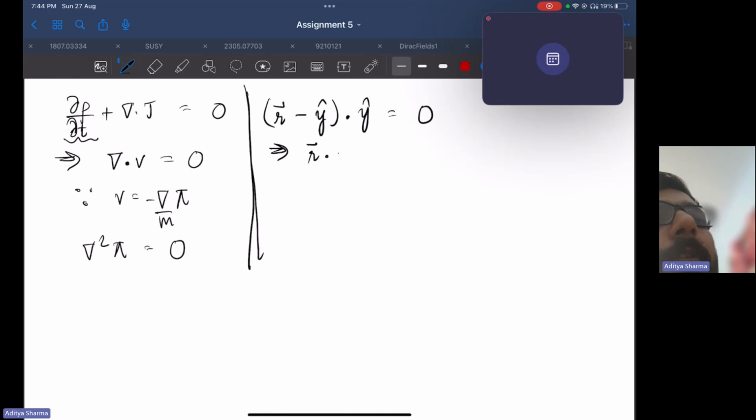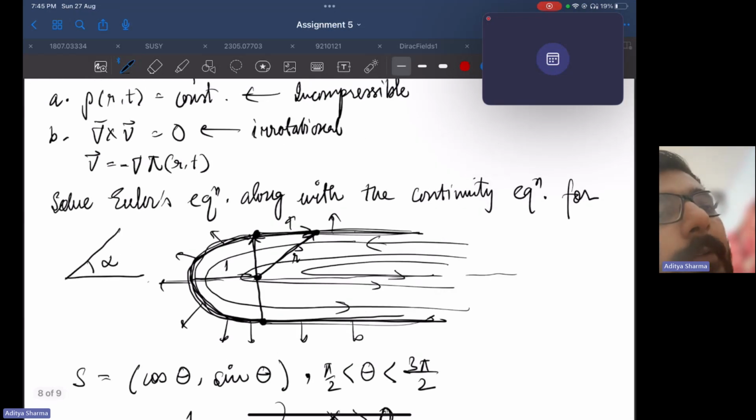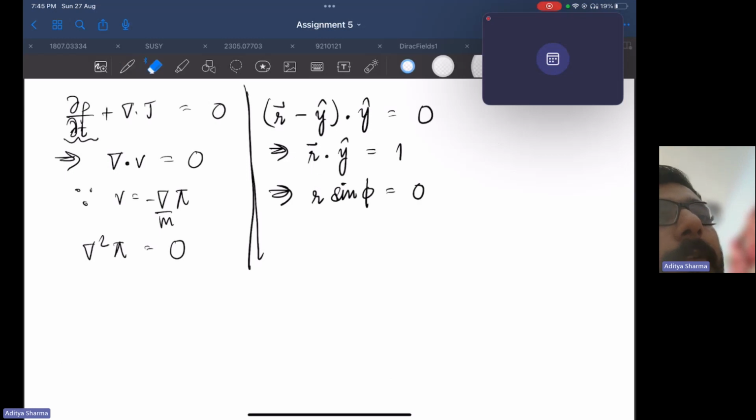So that means the equation is r vector dot y cap is equal to 1. This is one equation. Or in other words, we are going to take phi from this, so this is 90 minus phi. That means r cos(90 minus phi) is equal to 1, sorry. So r sin phi is equal to 1.